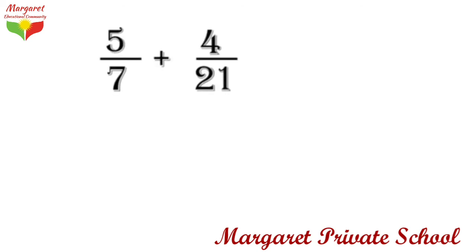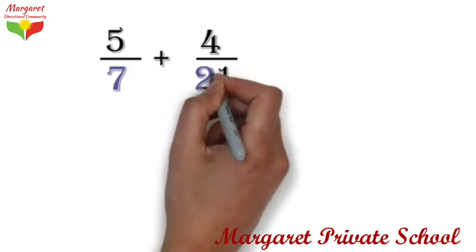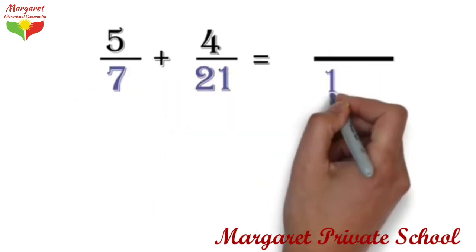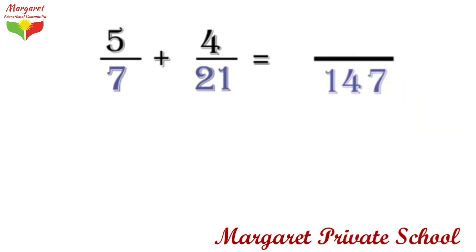For example, if we have a question like 5/7 plus 4/21, we can use the cross multiplication method. Let's go through it quickly. We'll first multiply the 7 by the 21. This will give us 147. Next we multiply 5 by 21. This gives us 105. We'll then multiply 7 by 4 to get 28.